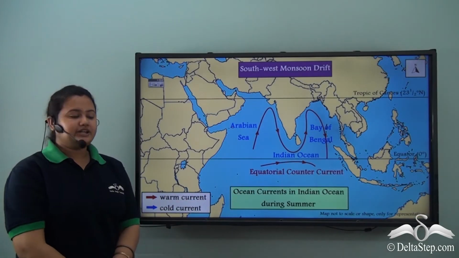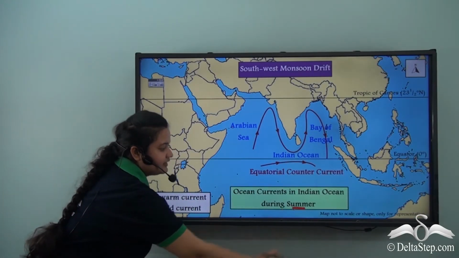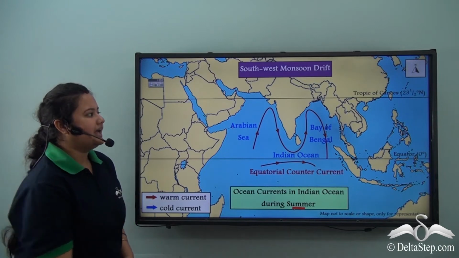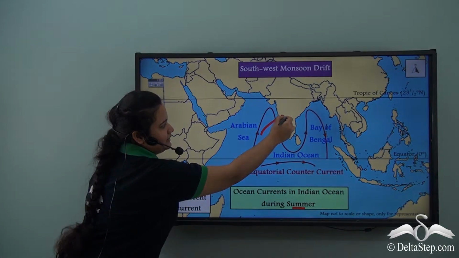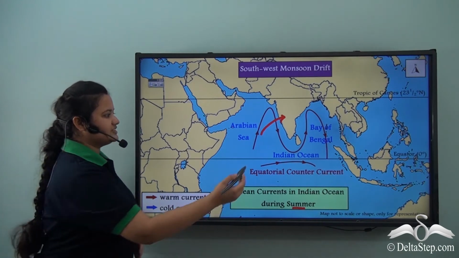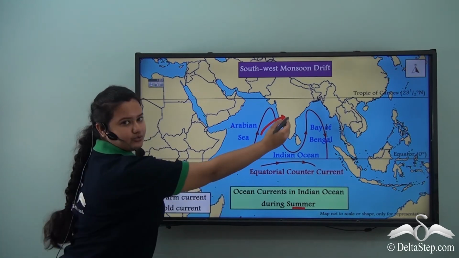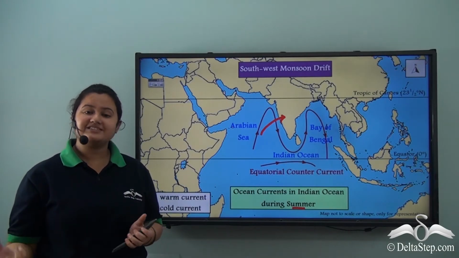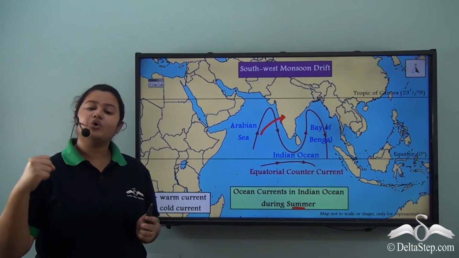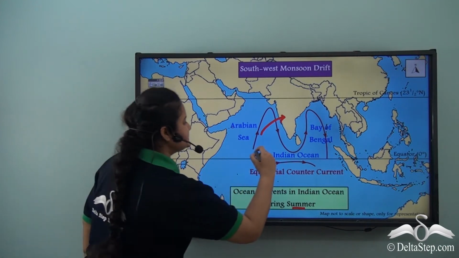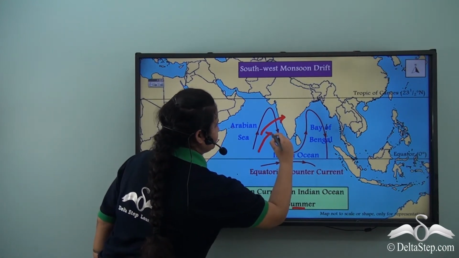This is a situation in the summer season. We have studied that during summer season, the winds or the monsoon winds blow from sea to land. So, the monsoon winds travel from southwest direction. See, they are moving from southwest. So, these monsoon winds also influence the ocean current to blow in that direction. That is, the ocean currents also blow from southwest direction.